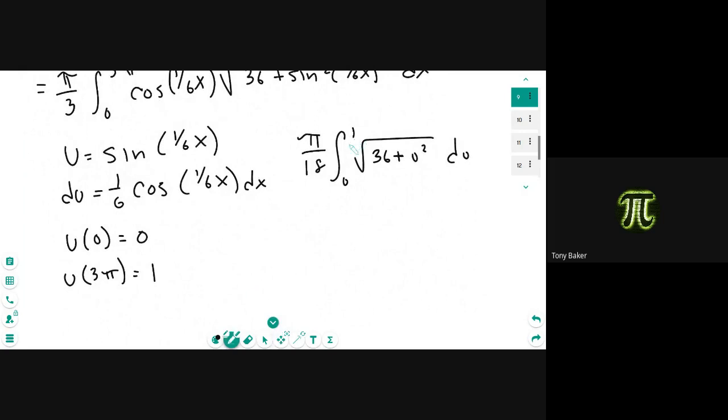So I now have to figure out that piece. I can't do this with u substitution. Oh yeah, you're right, because I have to do trig substitution.